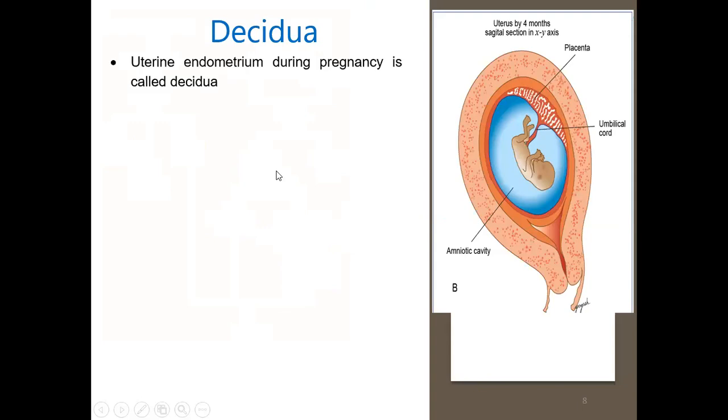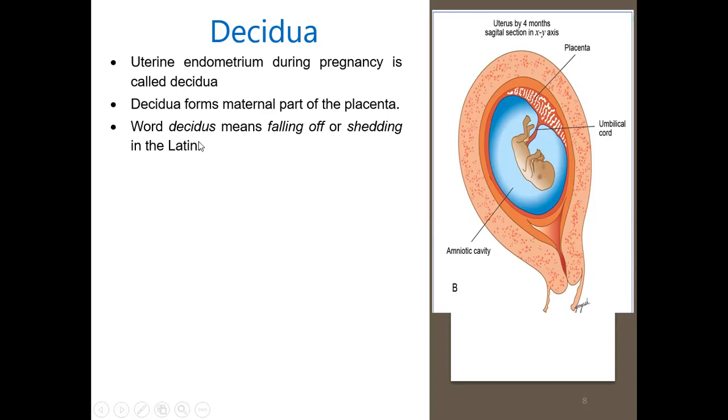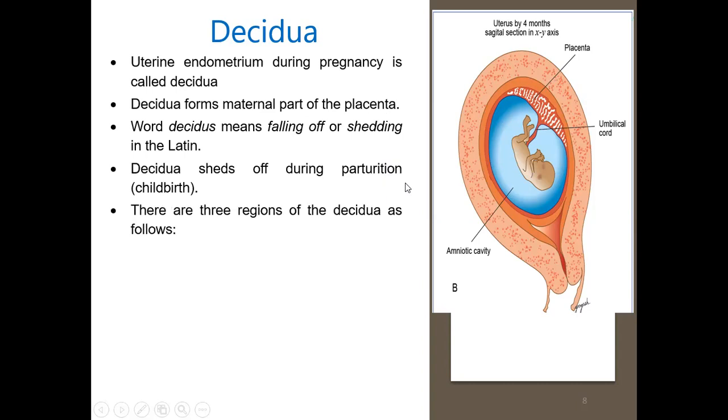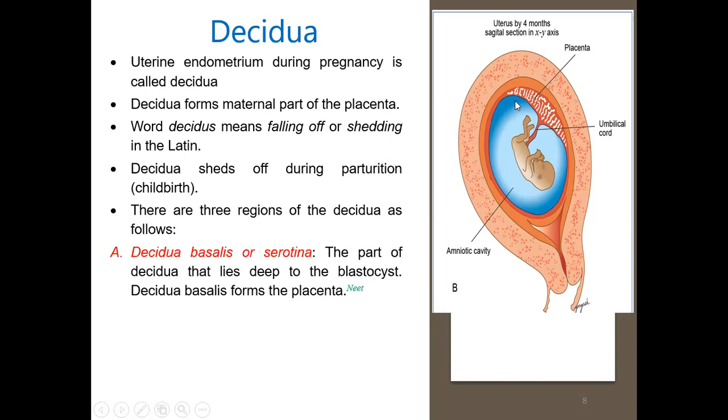So now the decidua. The uterine endometrium during pregnancy is called decidua because it is being shed off. So decidua forms the maternal part of the placenta, and the word deciduous means falling off or shedding in Latin. So decidua sheds off during parturition or childbirth. There are three regions of the decidua as follows. Firstly, the decidua basalis or serotina, the part of the decidua that lies deep to the blastocyst. This was a blastocyst. The decidua basalis forms the placenta.